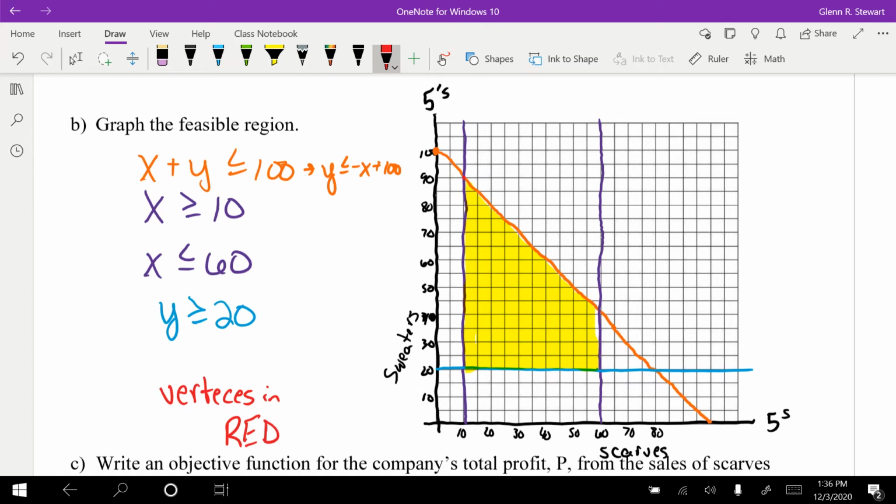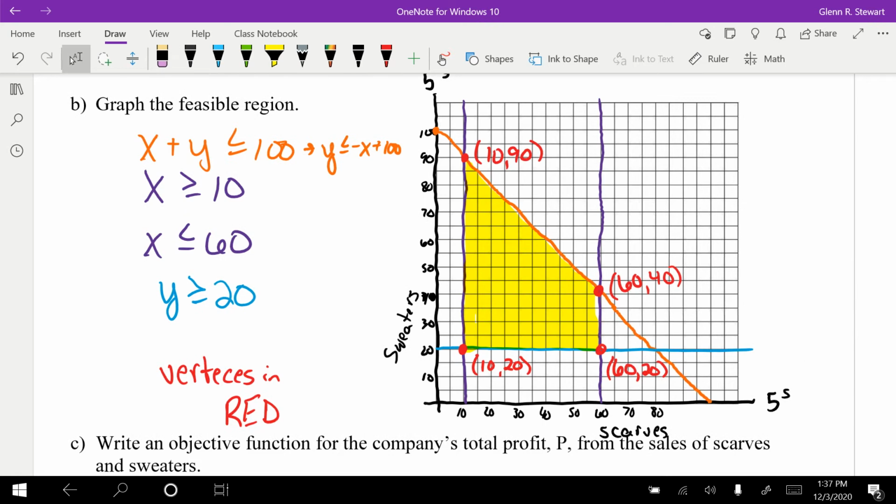And my vertices, or corner points, I put it earlier, are where all my feasible regions intersect. And so I've got this point up here, (10, 90), (10, 20), (60, 20), and (60, 40). Give you a second if you're trying to copy this down at home.